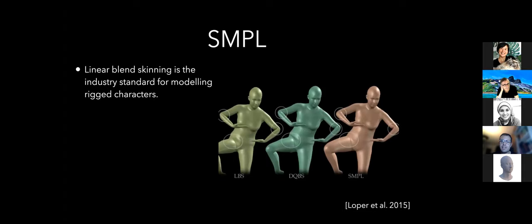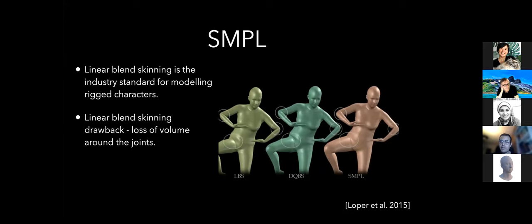SMPL is based on linear blend skinning, which is the animation and gaming industry standard for modeling rigged characters. Linear blend skinning has a very widely known mode of failure, which Michael talked about earlier: the loss of mesh volume around the joints, as you can see on the left-hand side for the green character. The key innovation behind SMPL was to learn corrective blend shapes, which are corrective offsets added to the mesh so that when it's posed, it looks realistic. SMPL uses 3D scans of real humans to learn how to deform the mesh in a realistic manner.